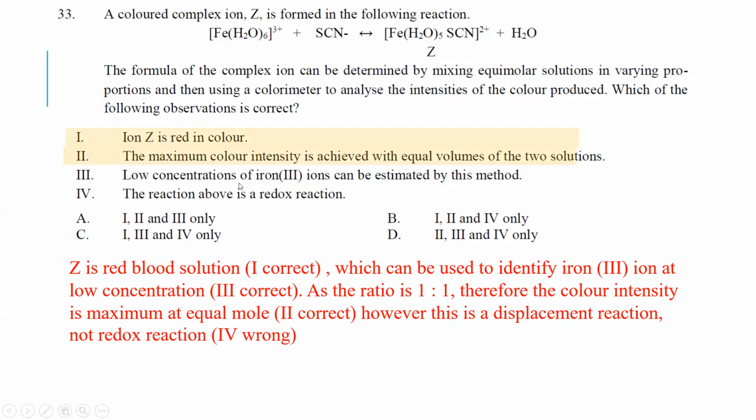As the ratio is 1:1, therefore the color intensity is maximum at equal volume. So number 2 is correct. However, this is a displacement, but not a redox reaction. The oxidation state still remains as +3. Okay, so in here only 1, 2, and 3 are correct. So the best answer in here is A.